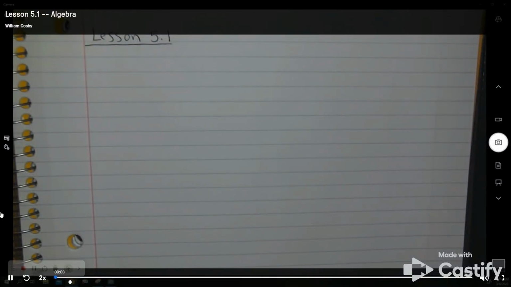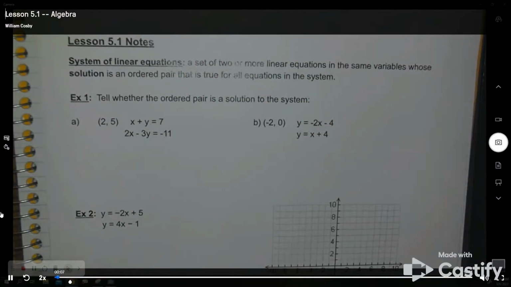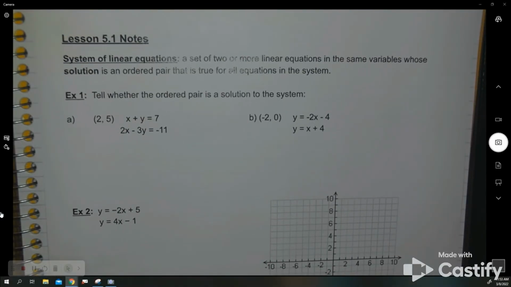This is lesson 5.1. In lesson 5.1, we're going to talk about systems of equations. A system of equations is a set of two or more linear equations in the same variable. So, for example, y equals 5x plus 2.